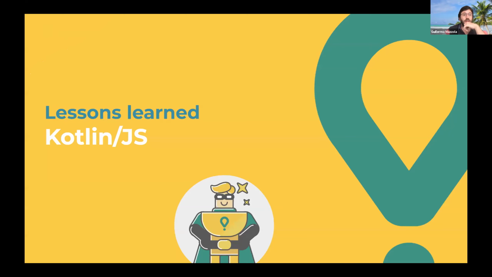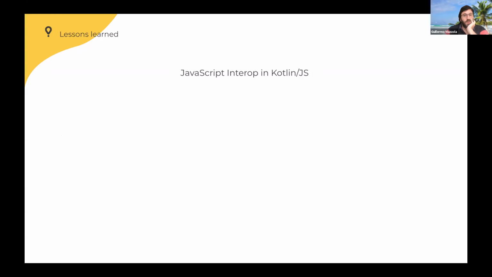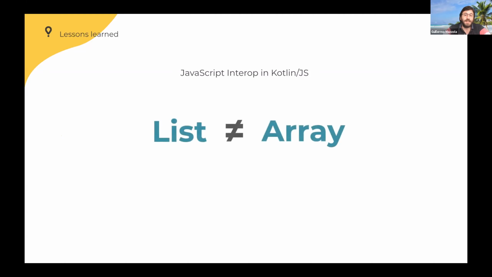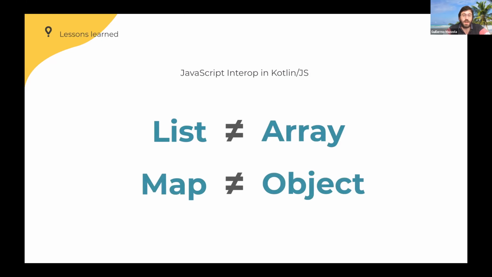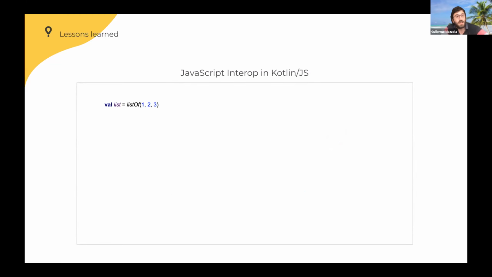So to finalize this meeting, some small lessons learned about Kotlin JavaScript. What we have learned from the interop between JavaScript and Kotlin.js. First of all, lists are not arrays. Maps are not objects. And I will explain why I say this. Let's say I have this list declared in Kotlin. If I then go to JavaScript, I will expect to iterate on it as regular JavaScript code.